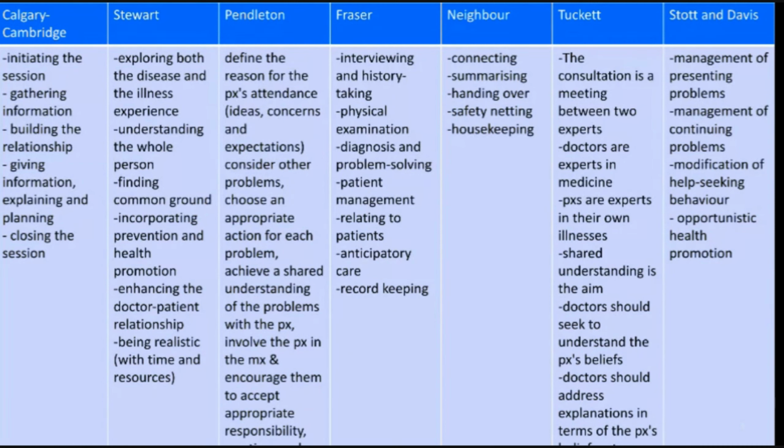Neighbor model, it consists of five things basically: connecting, summarizing, handing over, safety netting, and housekeeping. Let's try to imagine good neighbors would like to connect with you. If they see something out of the usual, they'll give you a heads up, summarize it for you. And if you've got things like deliveries, they can hand them over to them as well. So with the neighbor is essentially a doctor that connects with his patients to build a rapport with them when they come in.